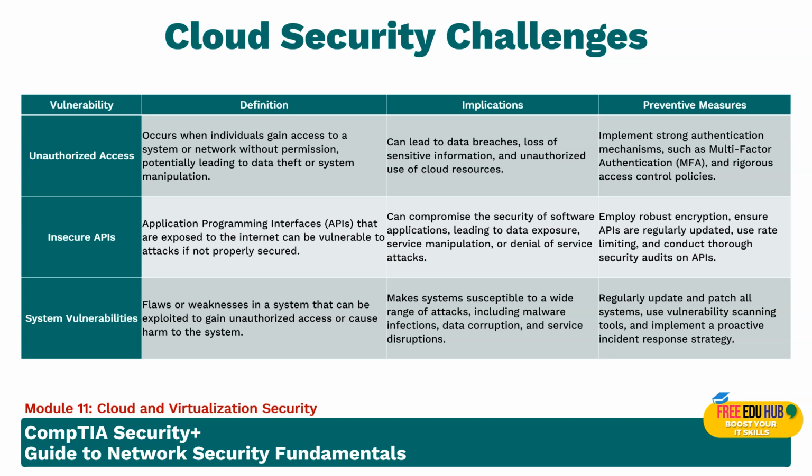Then we have system vulnerabilities, flaws or weaknesses in the system that can be exploited to gain unauthorized access or to cause harm to the system. Make sure that systems susceptible to a wide range of attacks, including malware infection, data corruption, and service disruption, etc., are properly patched and checked. Regularly update all the systems and check vulnerabilities by scanning, and we usually do ethical testing or vulnerability testing within our organizations to make sure which systems in our organization are quite vulnerable.